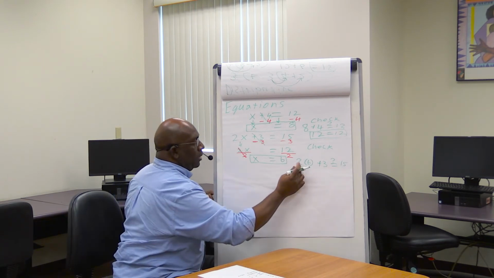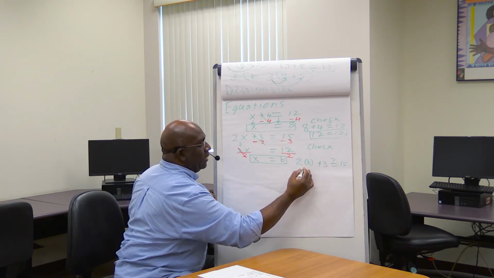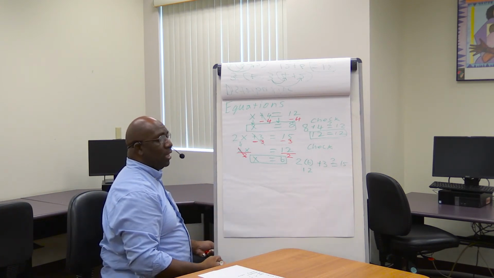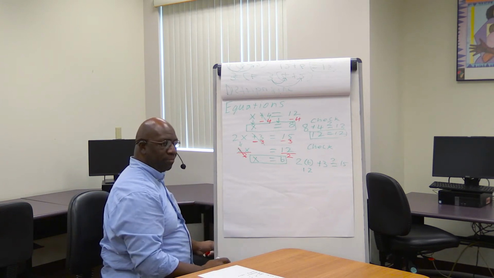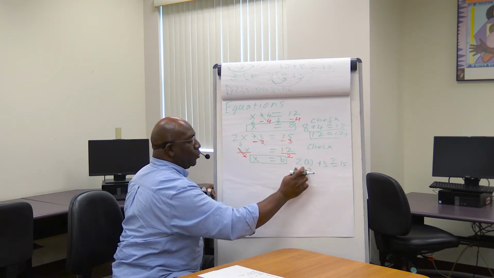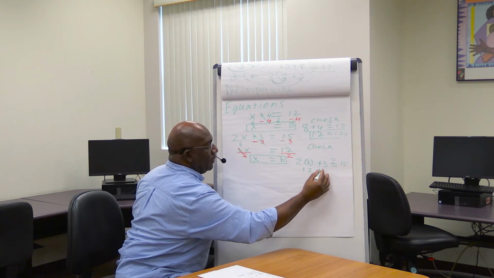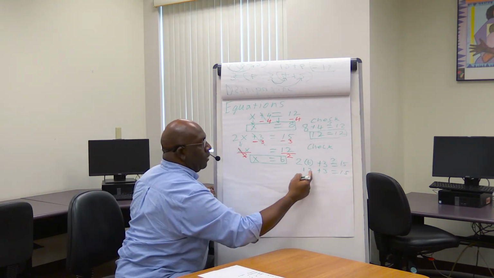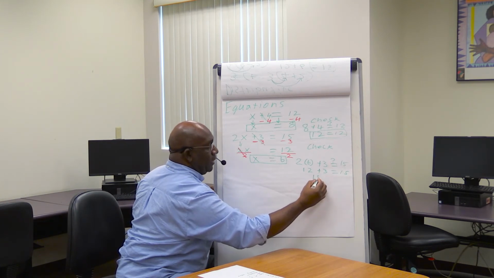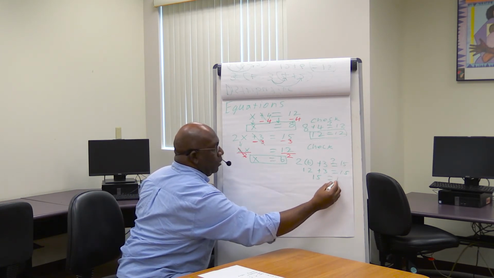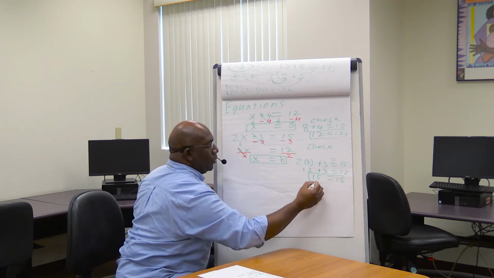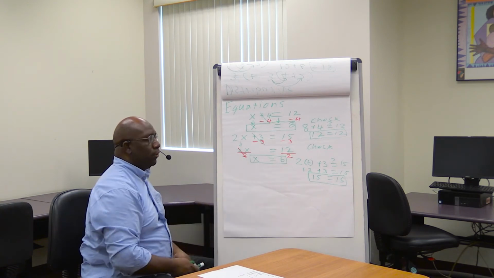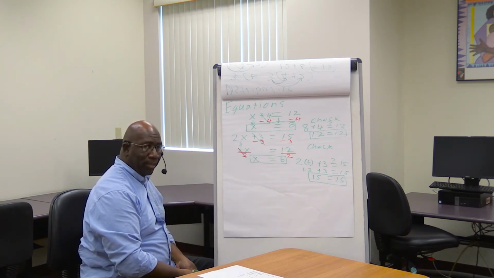Let's check. 2 times 6 is 12. That is PEMDAS. We do what is in parentheses, or in this case, we do a multiplication first. 2 times 6 is 12, plus 3. Is that equal to 15? 12 plus 3 is 15. Is equal to 15. And so we've checked, and now we know that our answer to this equation is correct.